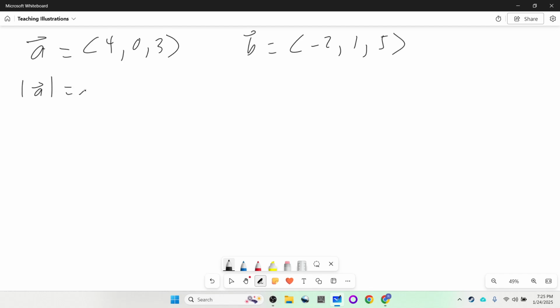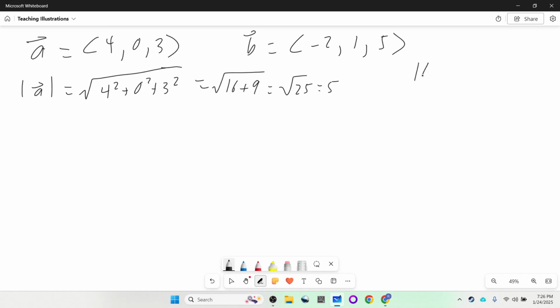Okay. A is (4, 0, 3). B is (-2, 1, 5). So the length of A, well, we plug it into the Pythagorean theorem here. 4 squared plus 0 squared plus 3 squared. This one is one that a lot of people just memorize because 16 plus 9 is 25, square root of 25 is 5. The 3-4-5 triangle is a common one that shows up.